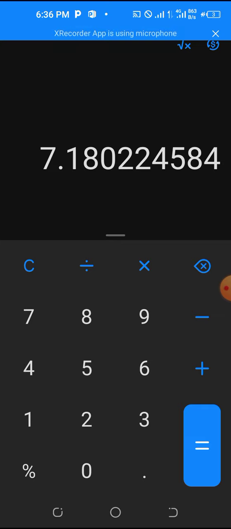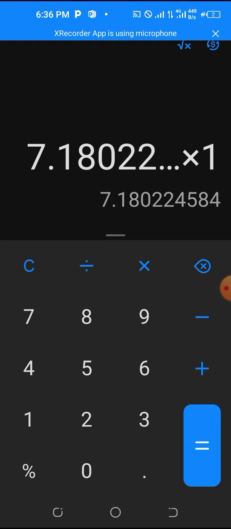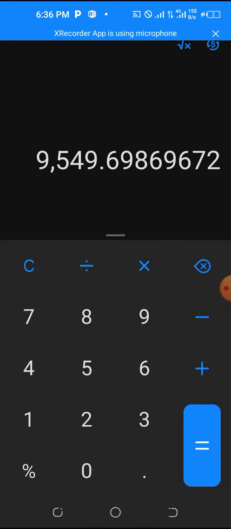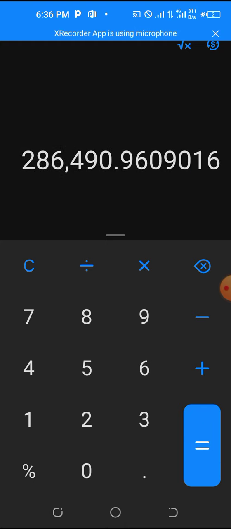And this can happen in less than a day. Even if you make just $7 a day, that is $7 times 1,330, which is 9,000 plus. This is 9,000 plus times 30 days. Look at it, this is 286,000.